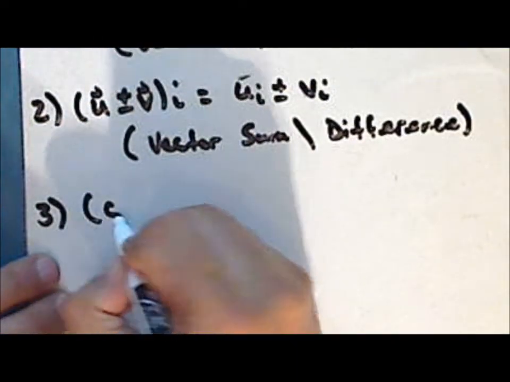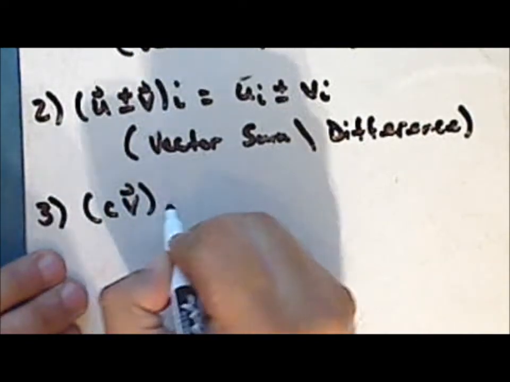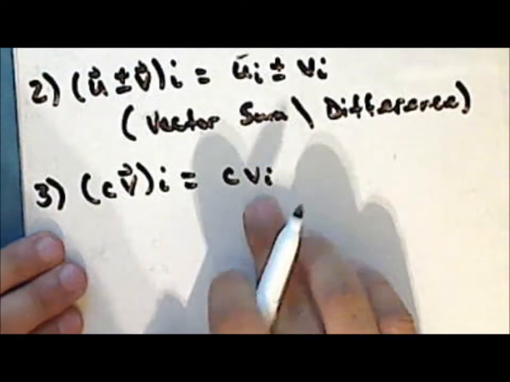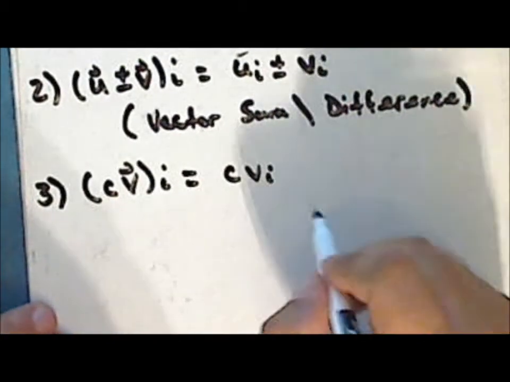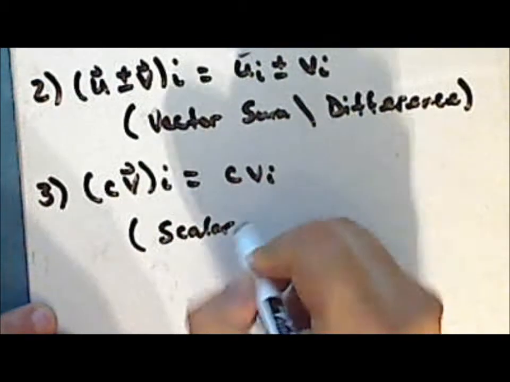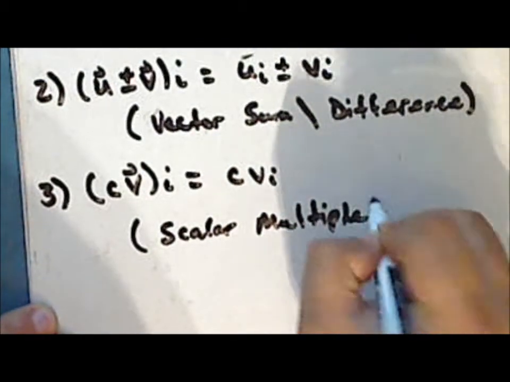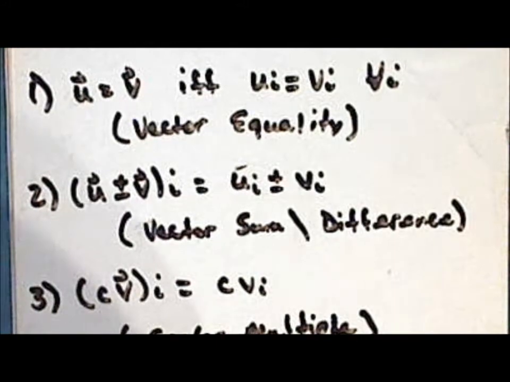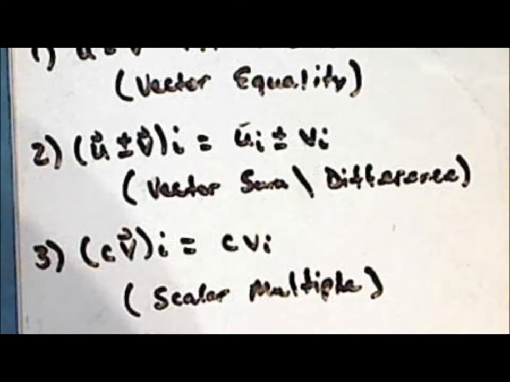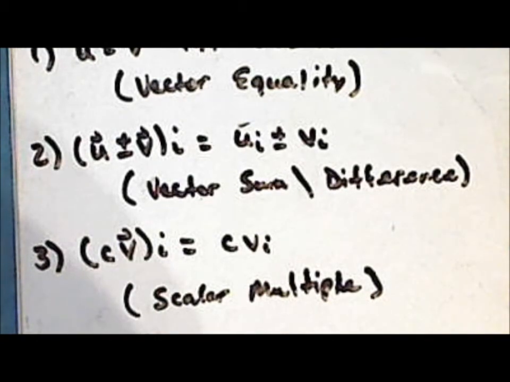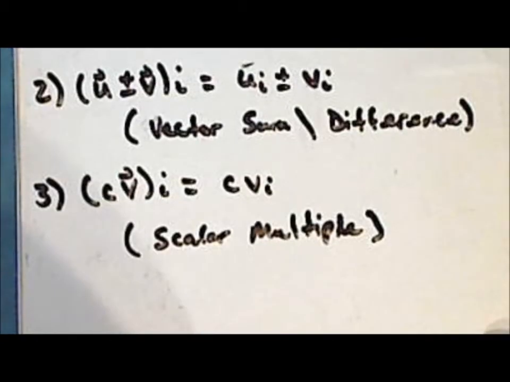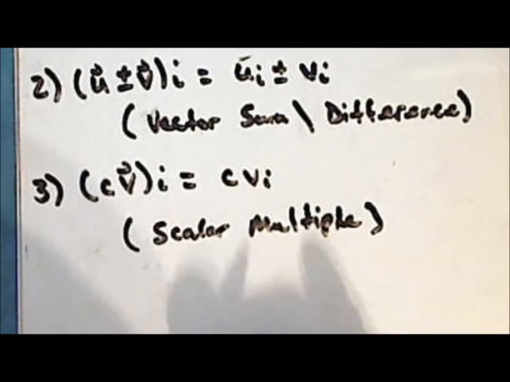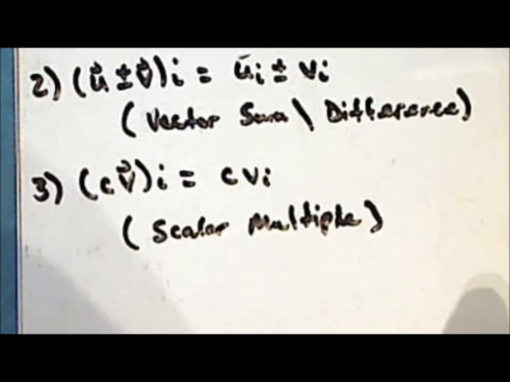And the component in the scalar multiple of a vector is the same as the scalar multiple of that component. So two vectors are equal if and only if they have the same components. We form the sum or difference of two vectors by taking the sum or difference of their components. And we form the scalar multiple of a vector by taking the scalar multiple of each of the components, multiplying each of its components by the scalar.